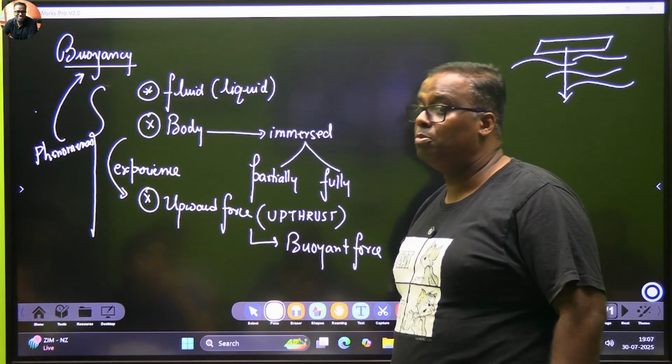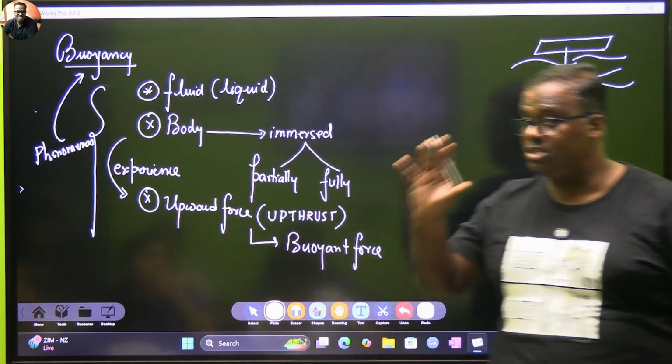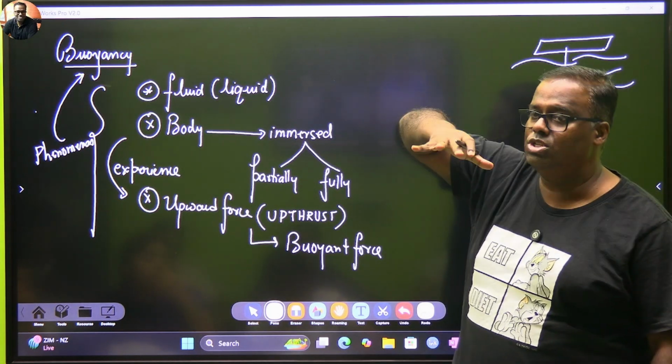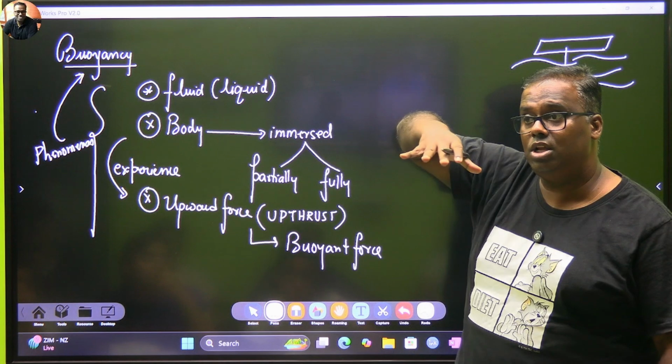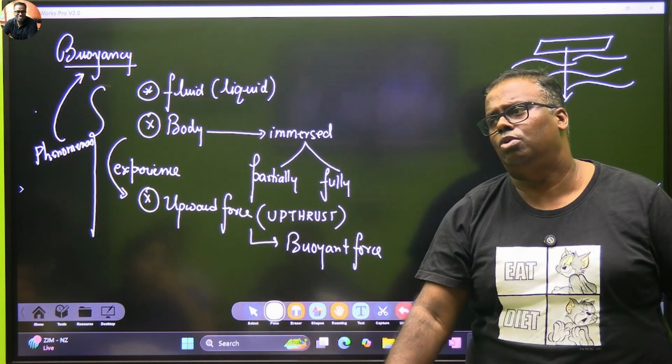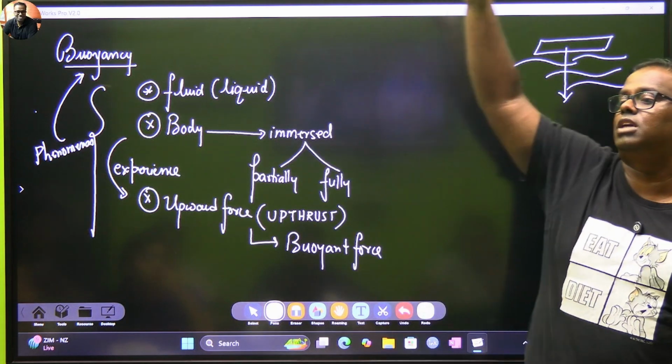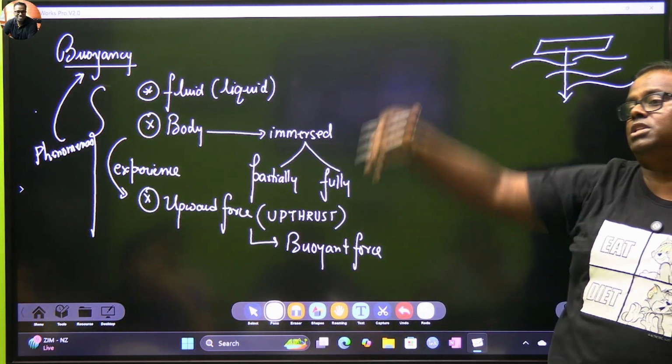तो हिंदी में बोले तो buoyancy क्या phenomenon है? जब भी आप किसी आर्टिकल को किसी फ्लूइड में, लिक्विड में डुबोने की कोशिश करते हो, चाहे पार्शियली या फुल्ली डुबो दो, तो आपको हमेशा उस पार्टिकल को लगेगा that body will try to get exerted upwards. It experiences an upthrust force.